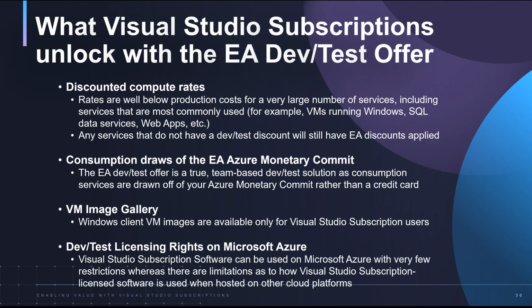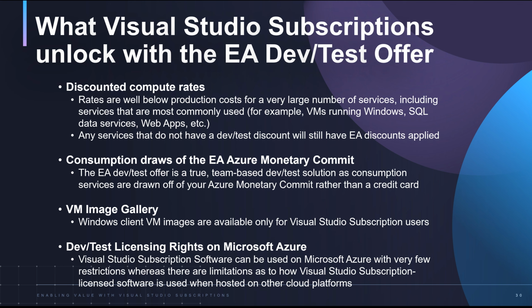So basically, what does the EA Dev Test offer give you? It gives you discounted compute rates. Because you're doing things in Dev Test, your rates for consumed services are well below production rates. So for example, Visual Studio subscriptions give you access to that, and that could include things like virtual machines that are very discounted, as well as other services such as web apps.